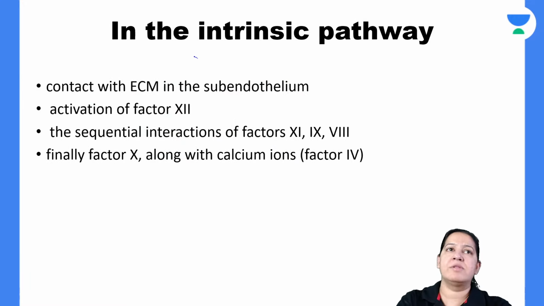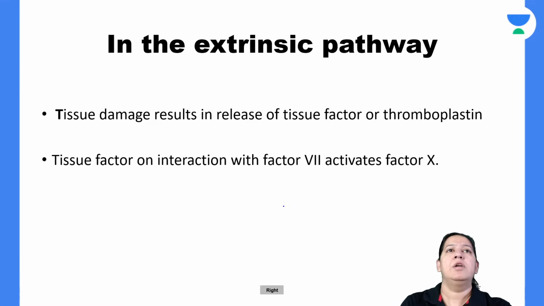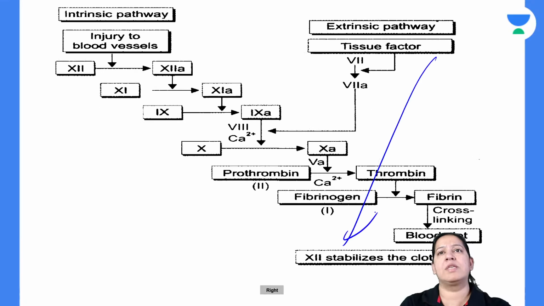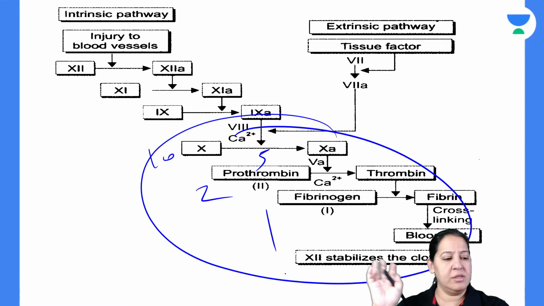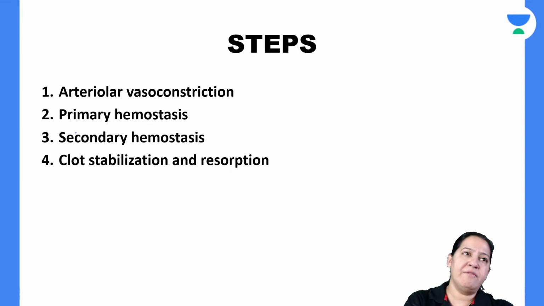So you know what is intrinsic pathway. You know the sequence. You know what is extrinsic pathway. You know the sequence. You know what is common pathway, which is common for both. 10 onwards. So 10, 5, 2, 1. This is the common pathway, right? We are done with primary clot.